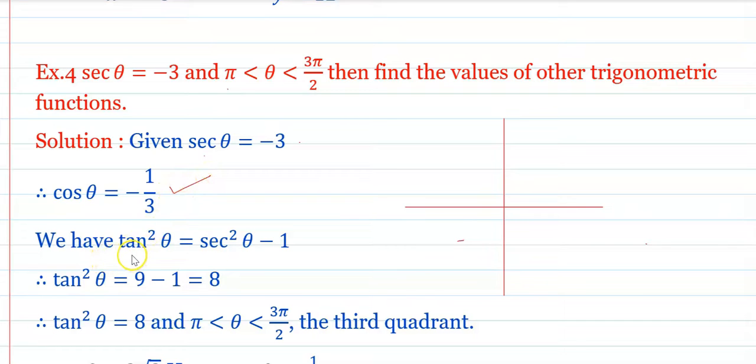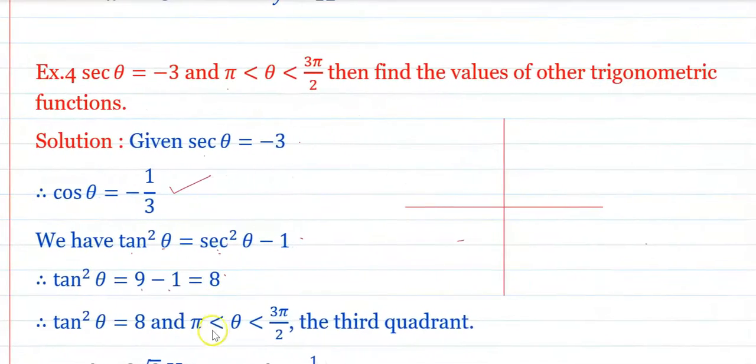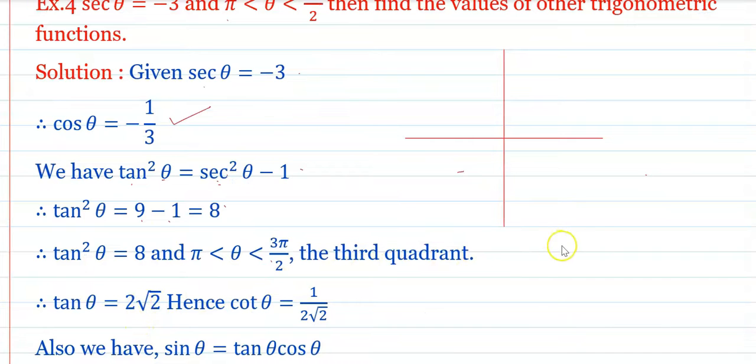Also, we know that by the identity, tan square theta is equal to sec square theta minus 1. Therefore, the value of sec is minus 3. We squared minus 3, how much did we get? 9. 9 minus 1, that is equal to 8. Now, as theta lies in the third quadrant, tan is positive. Then if we take its square root, tan theta is equal to root of 8. And root of 8 can be written as 4 into 2. And the square root of 4 is 2. Therefore, tan theta is equal to 2 root 2. And hence, cot theta is 1 upon 2 root 2.